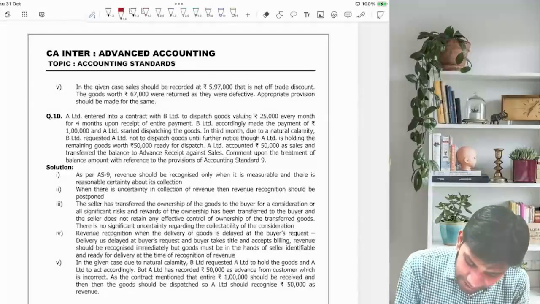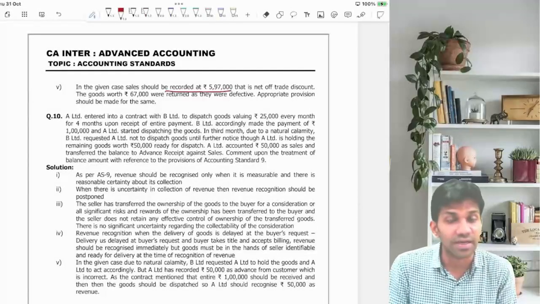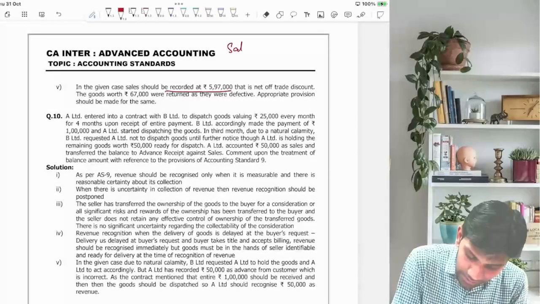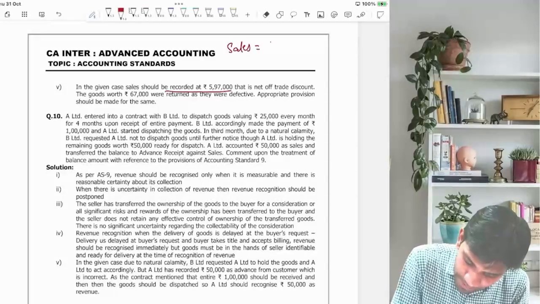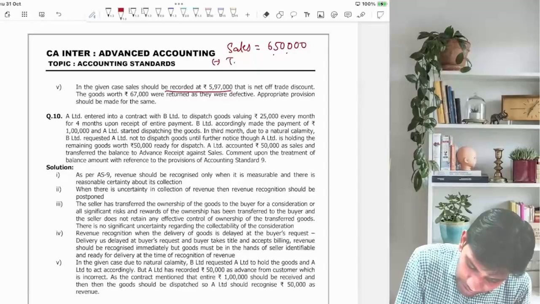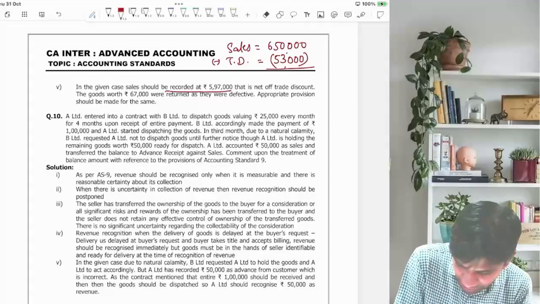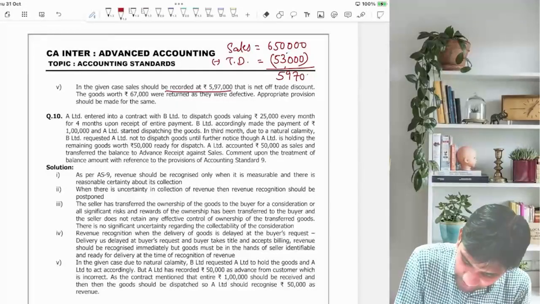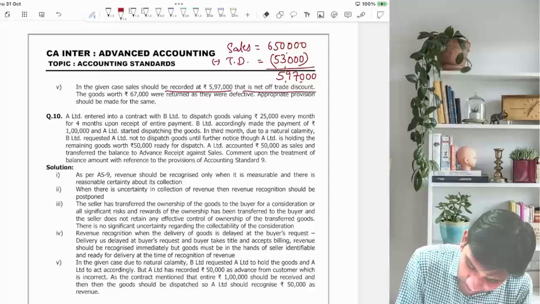Now, in the given case, sales should be recorded at 597. Now, how did 597 come? I'll write here again. Sales, how much? 6,50,000, less trade discount, how much guys? 53,000. So this is the amount at which Star agreed initially, 597. That is net of trade discount.